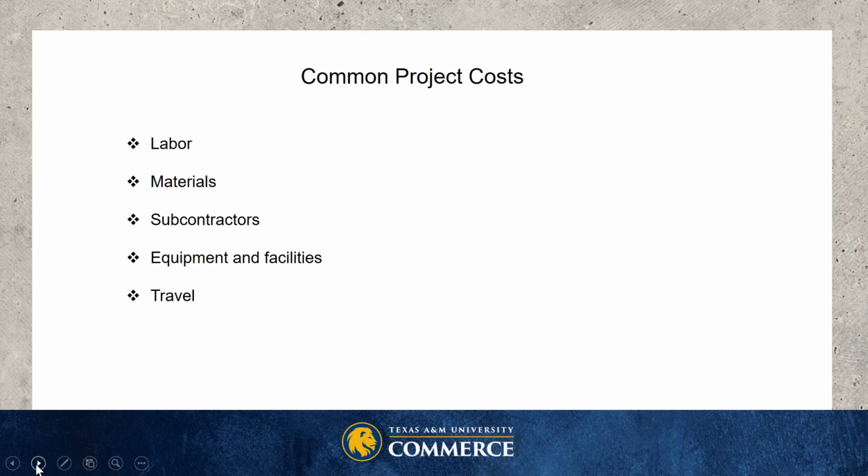So we have common project costs that you're going to find across the board in just about every kind of project. So we have labor, which is associated with hiring and paying the personnel. Then we have materials, which are all of the things that are going to be needed to complete the project, equipment and supplies. Then we have subcontractors who supply resources, and subcontractors could also apply experience to our project. Then we've got equipment and facilities and also travel.